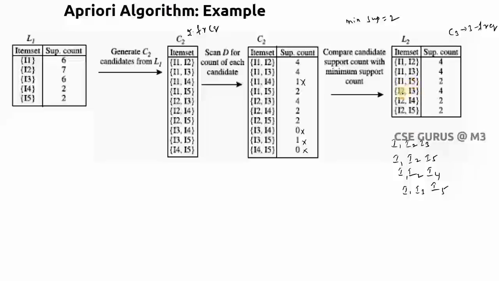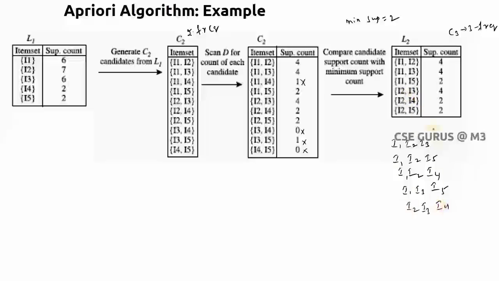So I1 I5, I2 I3. Like this, if I consider, what happens? I1, I2, I3, I5, I cannot consider. I1 I5, I2 I4, so I1, I2, I4, I5. So I cannot consider. I1 I5, I2 I5, so I1, I2, I5. I have to consider.